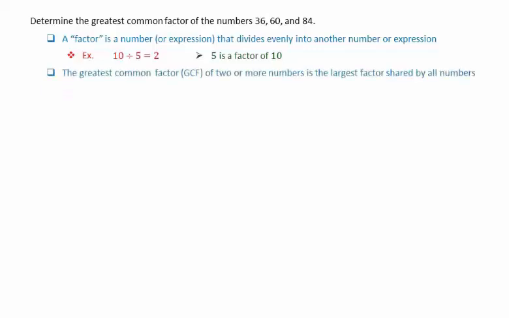The greatest common factor, or GCF, of two or more numbers is simply the largest factor that is shared by all of the numbers. As an example, for 8 and 12, if we look first at 8, the factors are 1, 2, 4, and 8. The factors of 12: 1, 2, 3, 4, 6, and 12. Note that the largest one that they have in common is 4. We can then say that the GCF, or greatest common factor, for 8 and 12 is 4.